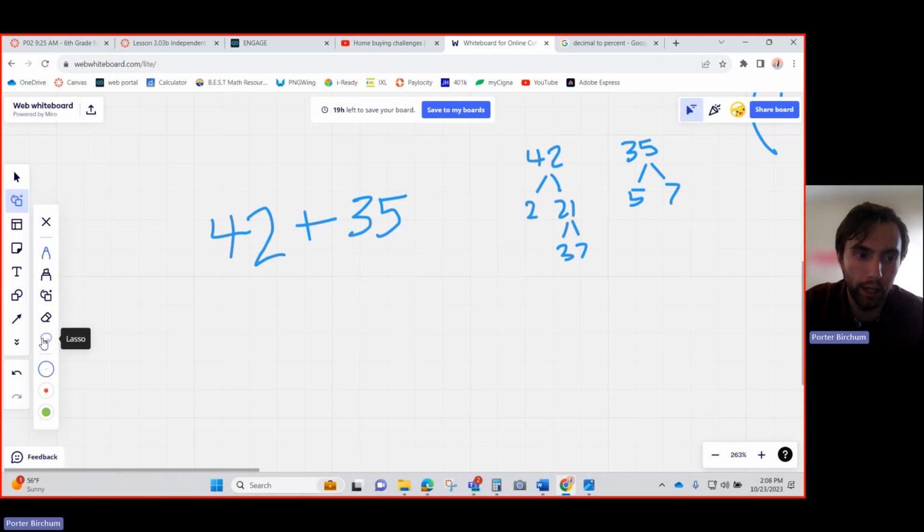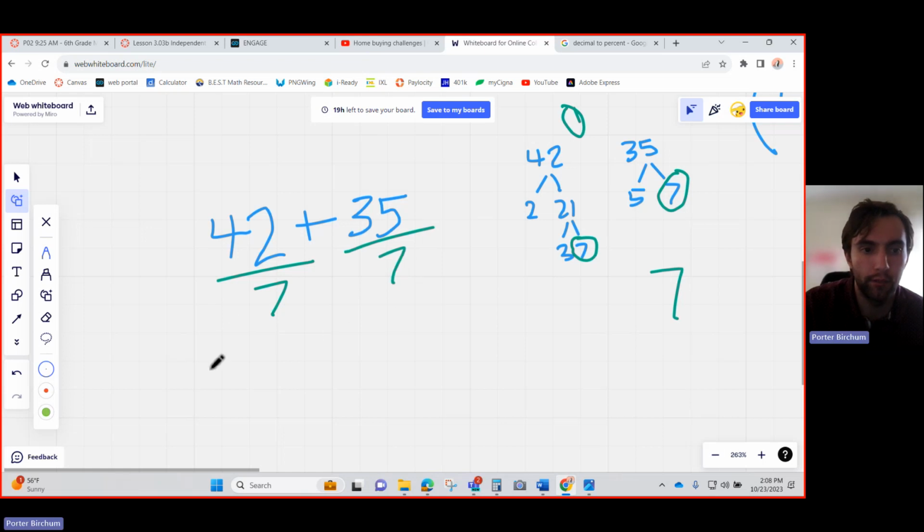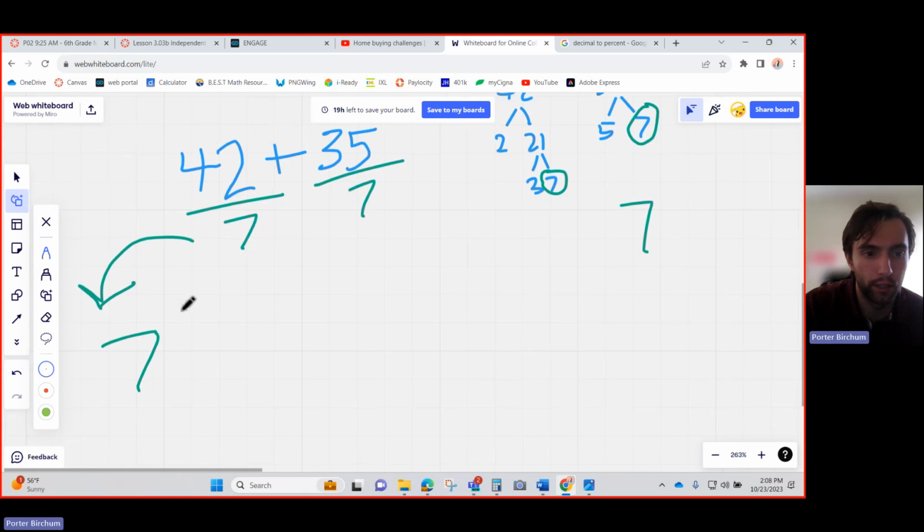What are the common factors? Is 7, and that's it. And 1. 1 is also a common factor, but the greatest common factor is 7. Booyah. So let's divide both terms by 7 and write 7 outside the parentheses.